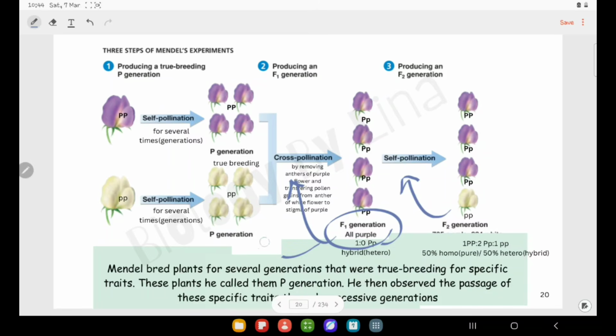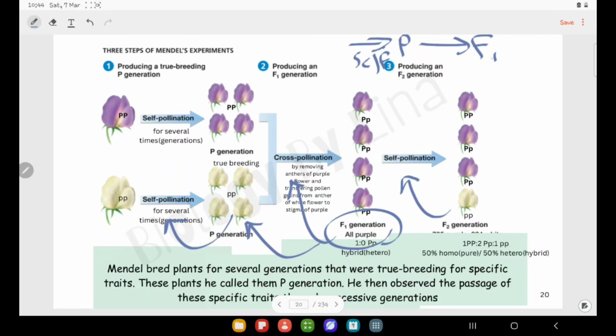By cross-pollination of the P generation. How did he get the P generation? By self-pollination for several generations. So, in order not to forget it in the exam, you can make it easy by writing it down: self-pollination for several generations to get the P generation.